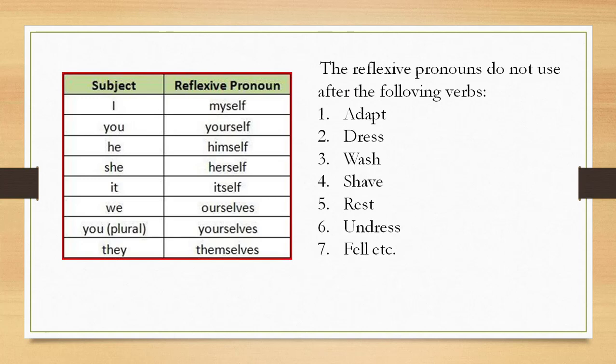So, the next type of pronoun is the reflexive pronouns. The reflexive pronouns are not used after the following words. They are adopt, dress, wash, shave, rest, undress, and feel, and so on. So you know that the subject pronouns can be I, you, he, she, it, we, you, and they. But the reflexive pronouns can be myself, yourself, himself, herself, itself.